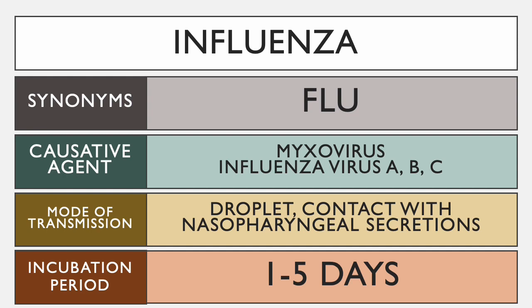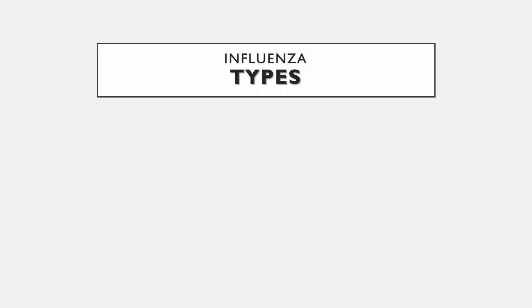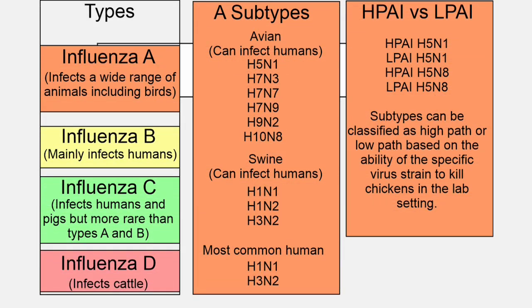Okay? Mode of transmission of flu is also droplet and possible contact with nasopharyngeal secretions. Incubation is at 1 to 5 days. Now, these are the different types of influenza. You have A, B, and C.